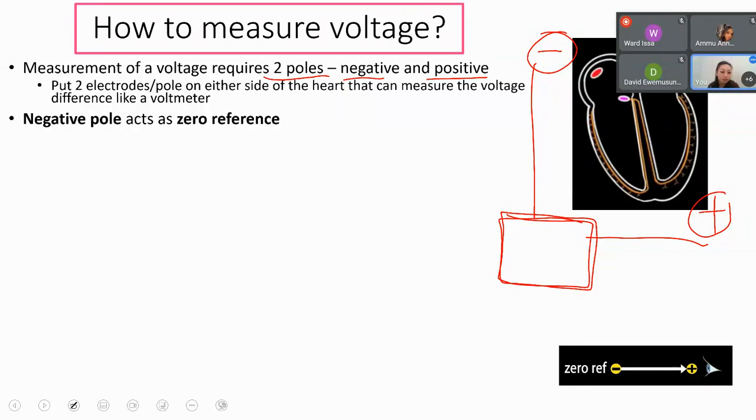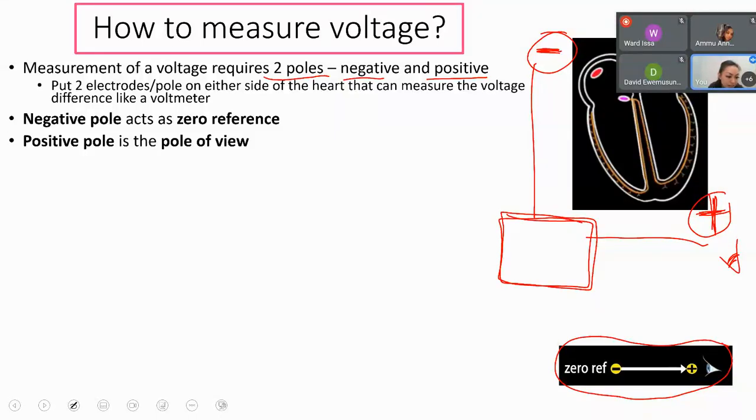So the negative pole, this pole, is the zero reference. And the positive one is the pole of view. So the pole of view means, look at this diagram there, that we're actually looking at this lead from the positive pole. So the eye is there. I'm looking at it from the inferior side, the right inferior side. Okay. So negative is the reference, and positive is the pole of view where I'm looking at this lead from.